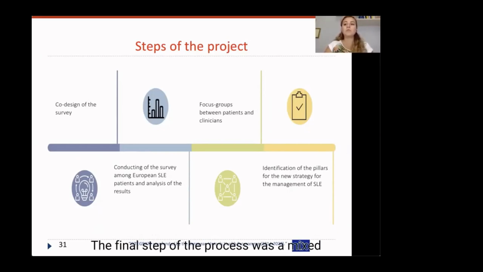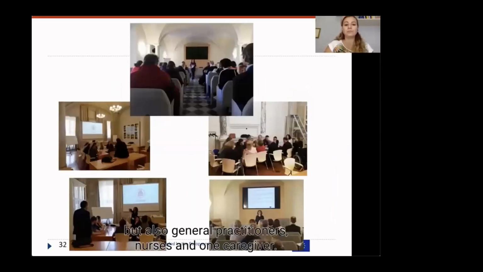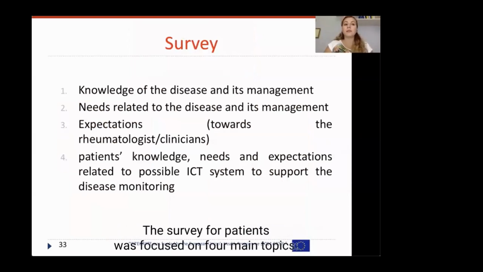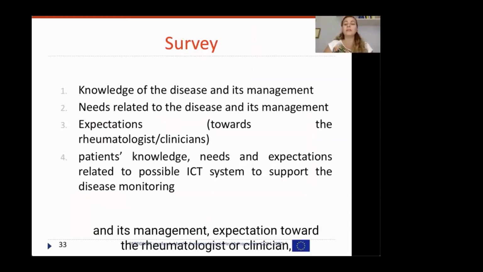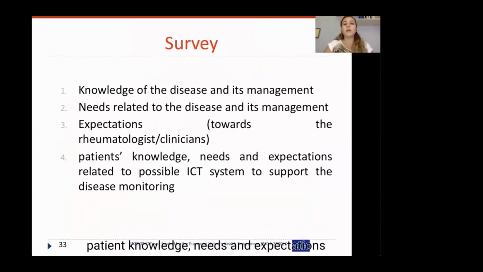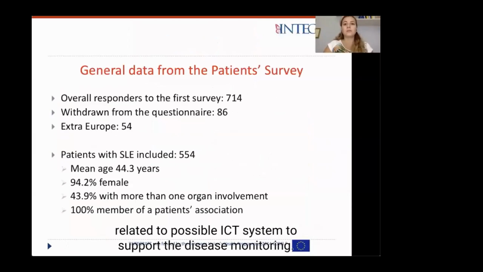The final step of the process was a mixed focus group designed to bring together not only patients and clinicians, but also general practitioners, nurses, and one caregiver. These are just some pictures representing the interactive work we did during the meetings in Pisa with open discussion and focus groups. The survey for patients was focused on 4 main topics: knowledge of the disease and its management, needs related to the disease and its management, expectations toward the rheumatologist or clinician, and patient knowledge, needs, and expectations related to a possible ICT system to support disease monitoring.